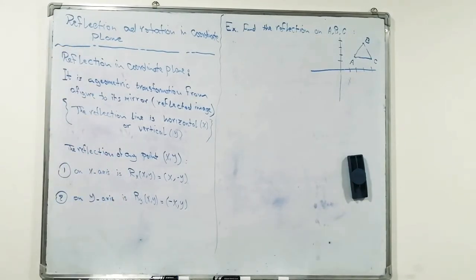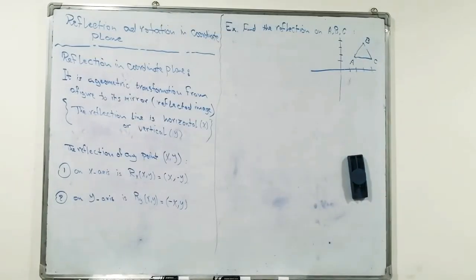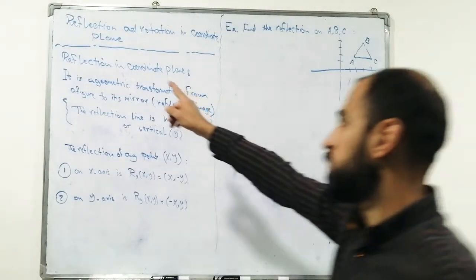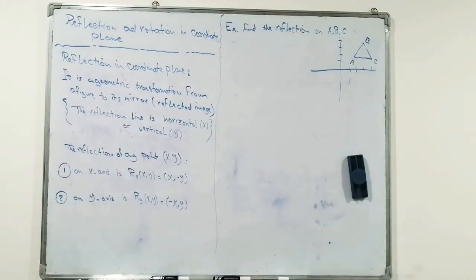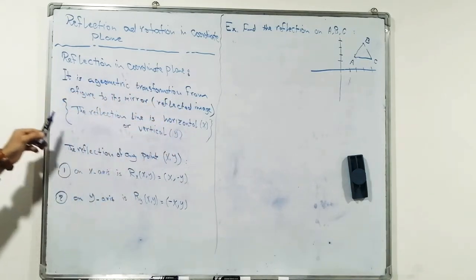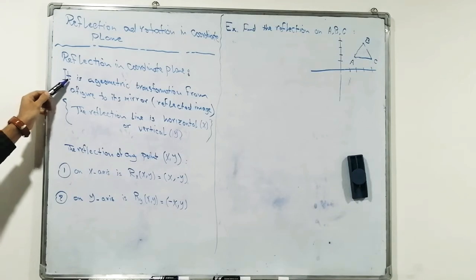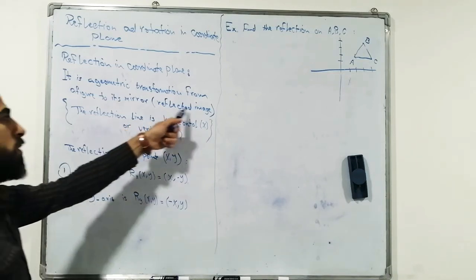Dear second intermediate student, our lecture today is about a new subject, which is reflection and rotation in the coordinate plane. Previously in first intermediate we took the first subject, which is the reflection. We know what the reflection is, or we're going to define the reflection. It is a geometric transformation from a figure to its mirror or reflected image.